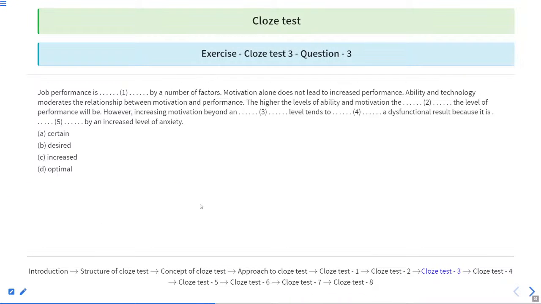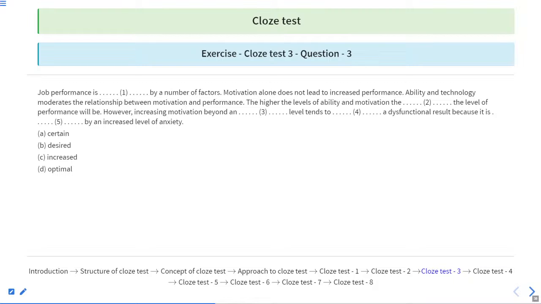So the job performance is affected by a number of factors. Motivation alone does not lead to increased performance. Ability and technology moderate the relationship between motivation and performance. The higher the level of ability and motivation, the higher the level of performance will be. However, increasing beyond a dash level. So it should be certain, desired, increased, or optimal.